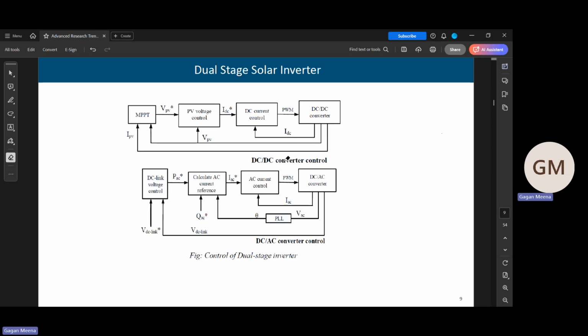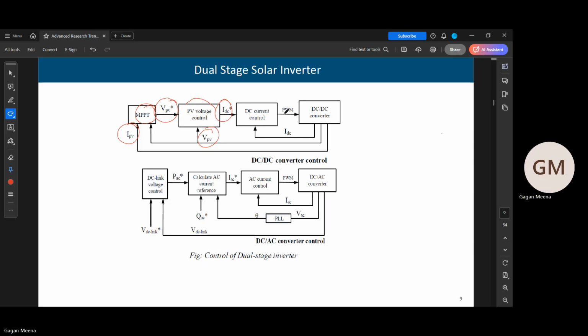The first one is the DC-DC converter control. Here we have the MPPT block. Input is the PV current, and output is the reference voltage. And this is compared with the actual PV output. This is called PV voltage control, which generates the IDC star, which goes to the current control.